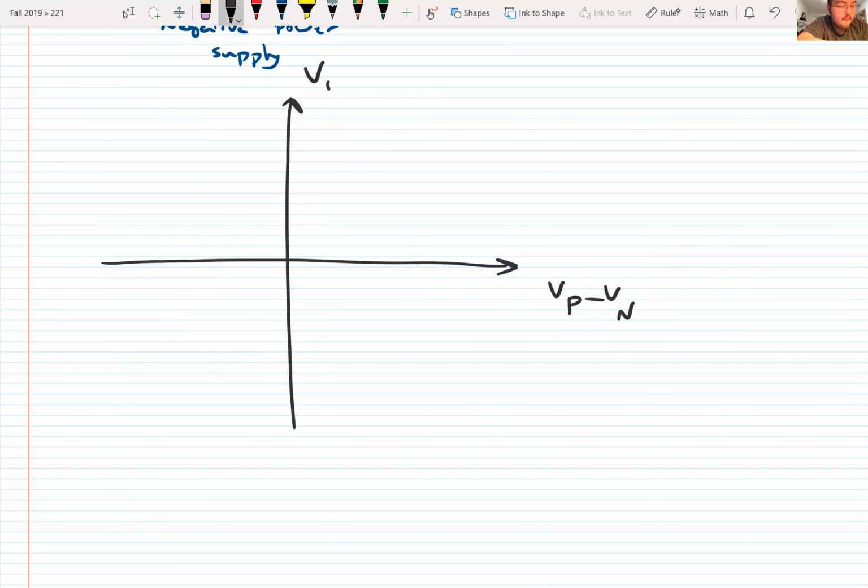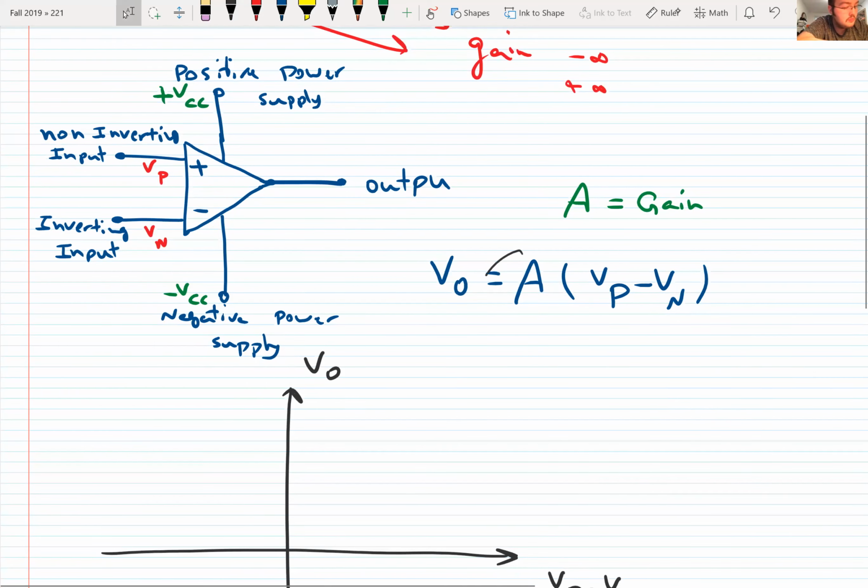And Vo is the voltage we see in output. So first of all, A is a constant number, which I will tell you the value of. It's a very large value, and for an ideal OpAmp, it's infinity. But for now let's just focus on A as a constant number. Vo is equal to A times (Vp minus Vn). So the relationship is linear.